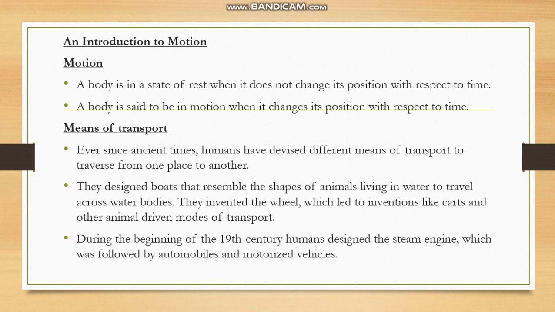Motion. A body is in a state of rest when it does not change its position with respect to time. A body is said to be in motion when it changes its position with respect to time.